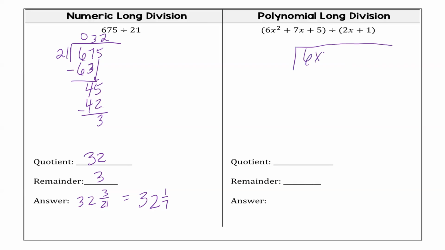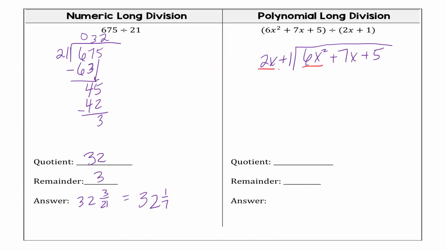So we have 6x squared plus 7x plus 5. Then our divisor goes on the outside, 2x plus 1. We did do this in algebra 2. It's crazy, I know. Here we go. So again, we're going to start off. It's all based off of your leading terms, okay?